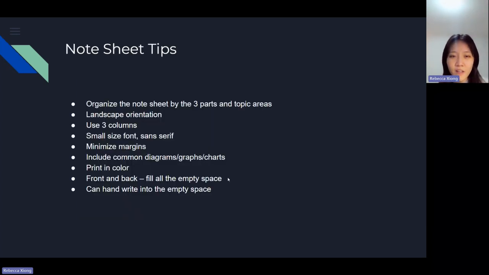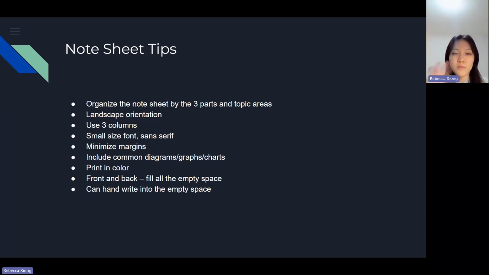That is how you would do a Shannon index. And then for note sheet tips, I would recommend organizing a note sheet by the 3 parts that I outlined earlier and topic areas, so you can easily figure out when you encounter a question which part you should reference in your note sheet. I used landscape orientation for mine just because I found that to be more space efficient, especially user friendly. And using 3 columns helped a lot too.